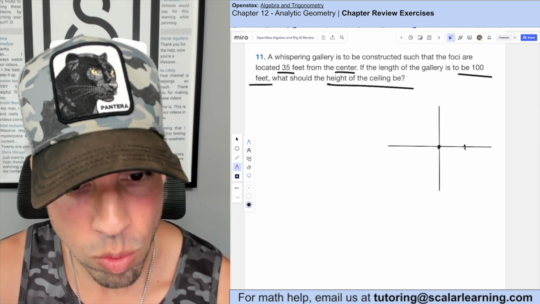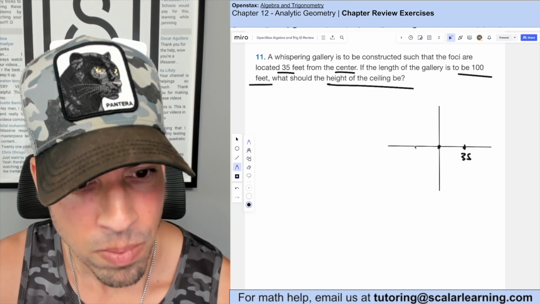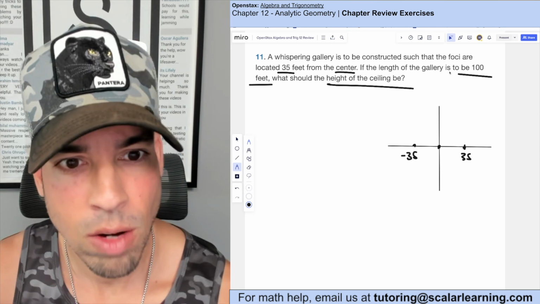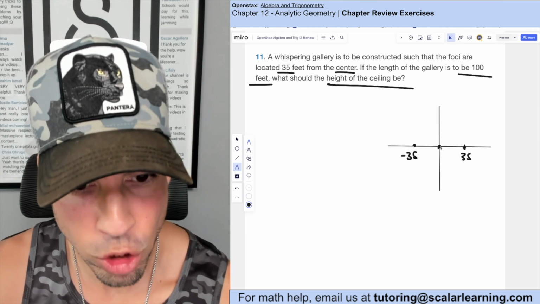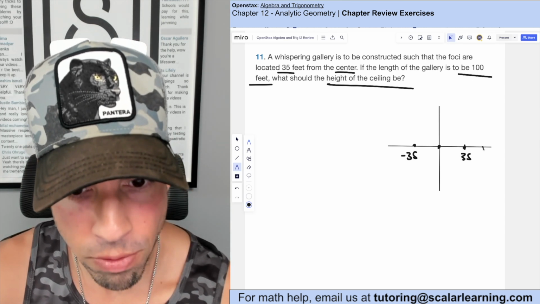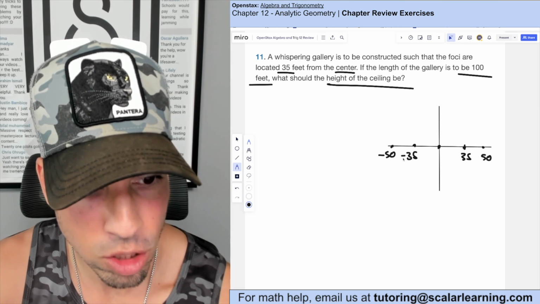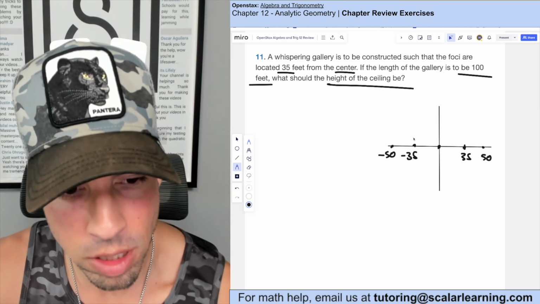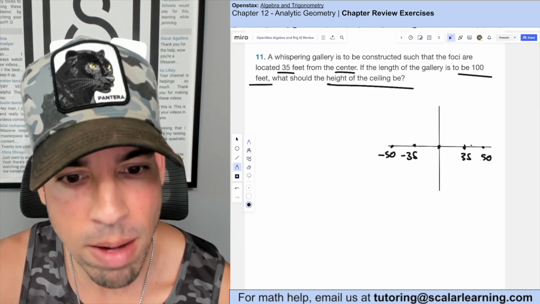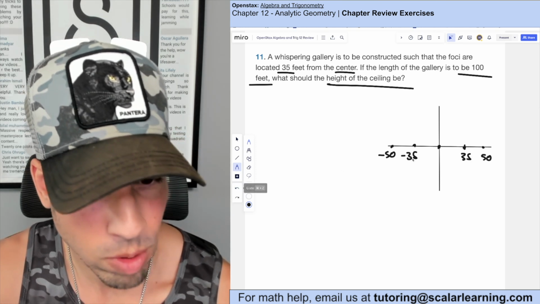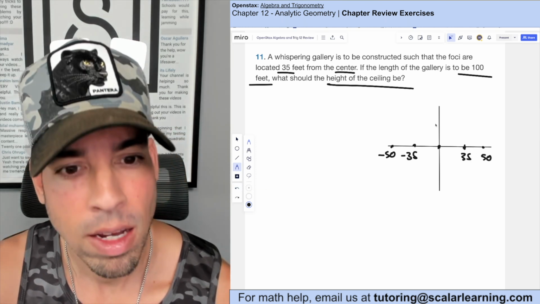Let's say here's one focus at 35. Here's another focus at -35, again, assuming this is going to be an ellipse. Now it says the gallery has a length of 100, which would mean that I would go 50 out this way and -50 out this way, right? And that's going to be our major vertices, our major axis. And I know that because this focus is going to be on that major axis, right? It's got to be the same. So there's my length. And then it says, what's the height?